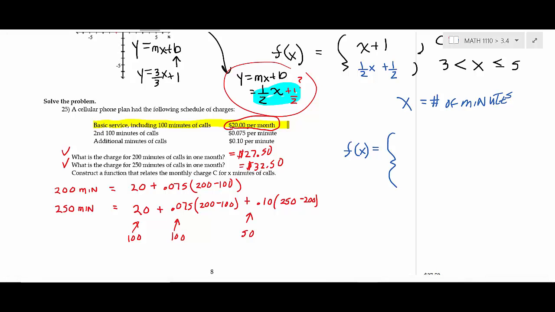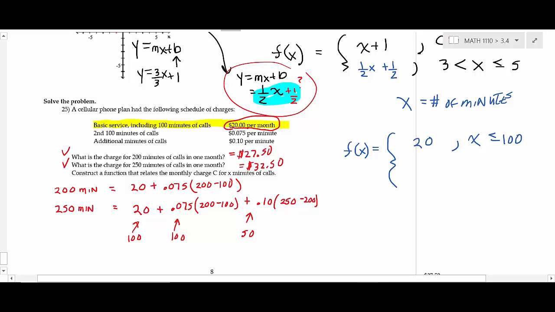What's the problem say? $20, right? Okay, so it would just be this. It would be $20, but what would be the condition? Okay, this is for the first 100 minutes of call, right? So you would say x is less than or equal to 100.